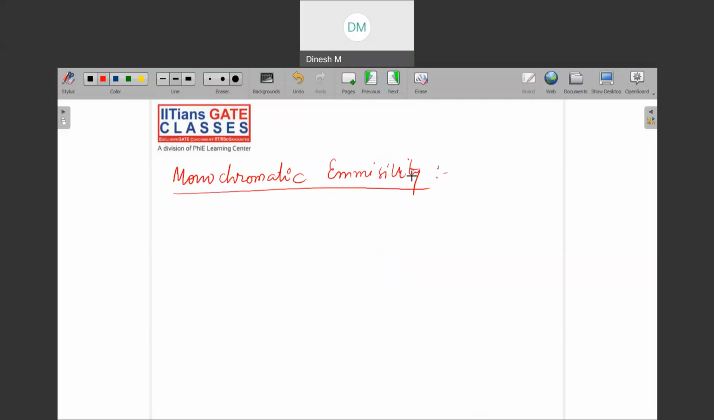So what is monochromatic emissivity? Now your epsilon lambda will be the ratio of E lambda divided by EB lambda, right? So can I write down now my E lambda is nothing but epsilon lambda into EB lambda, right? So this is the idea of having a spectral or monochromatic emissivity.